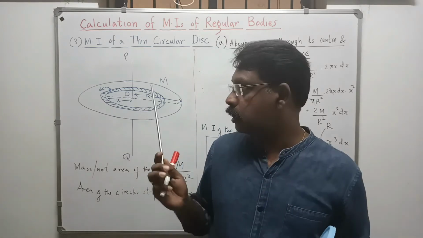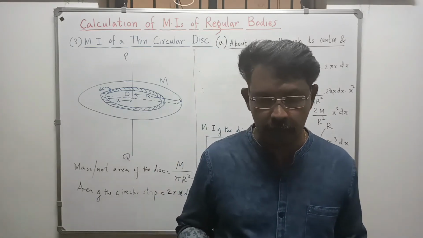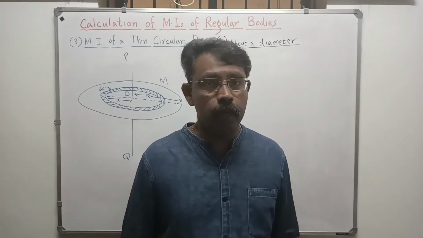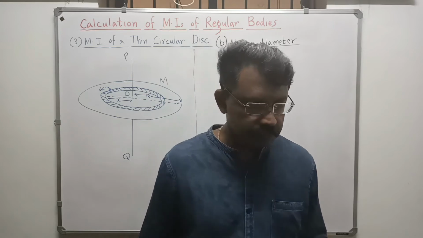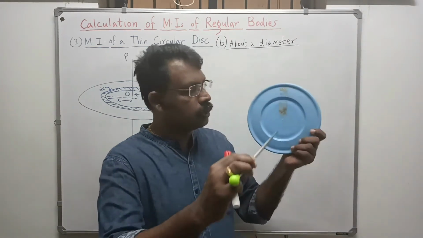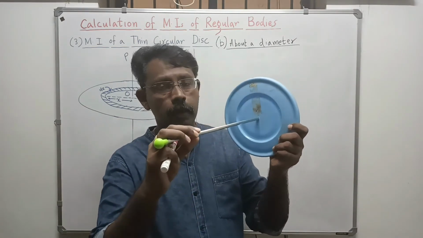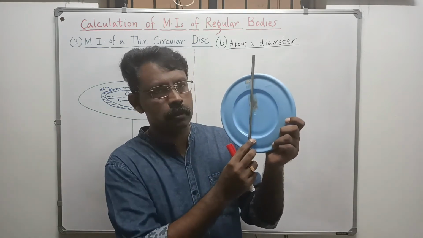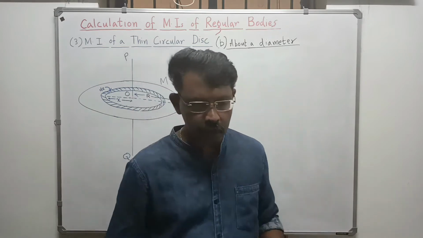Applying those two theorems we can find out. So we will consider another axis. Now we are going to find out the moment of inertia of the disk about a diameter. So what is a diameter? We have already found out this one. Now I am going to find out about a diameter, meaning about an axis passing like this as well as this. So I will draw the figure.